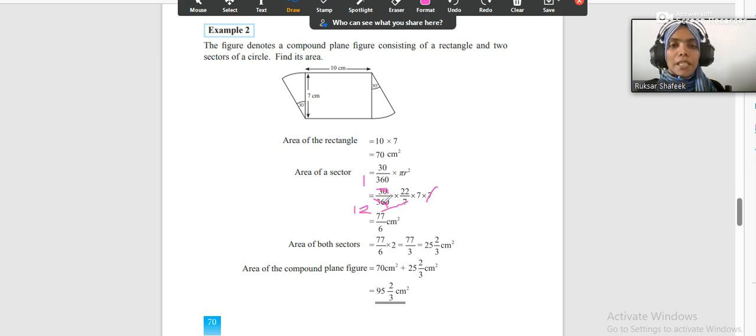So when you do this part again, 12 and 22 can be divided by 2. So that will be 11 and 6 basically. So 11 times 7 is 77, and denominator 6. Now that will give you the area of one sector, but you have another sector with the same angle and the same radius. Hence, we can just multiply the answer that we got by 2.